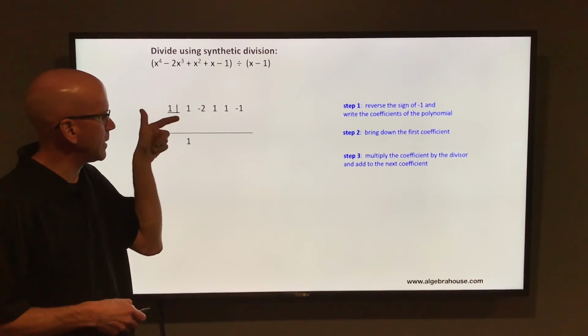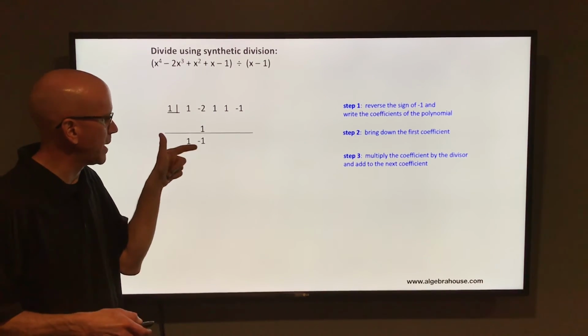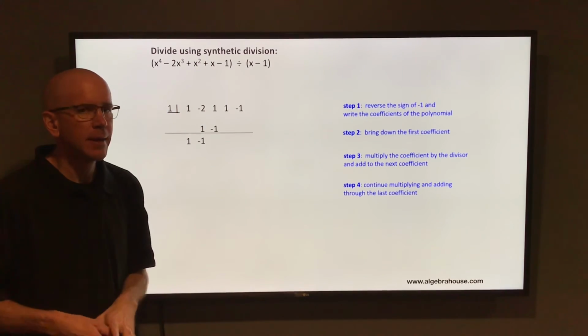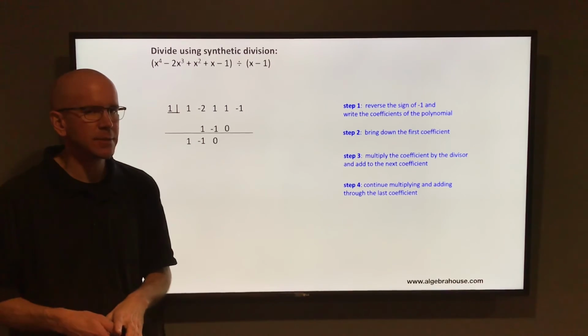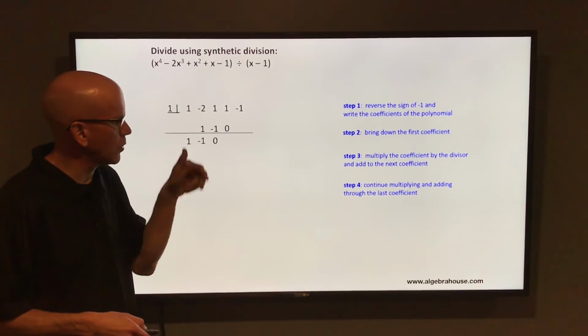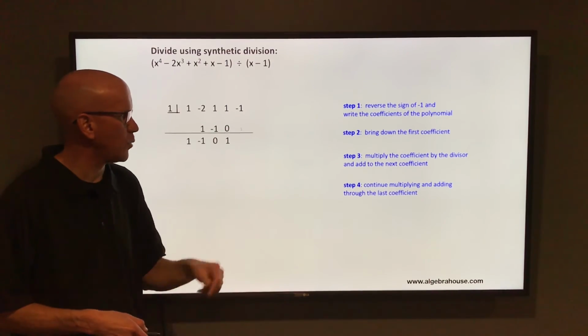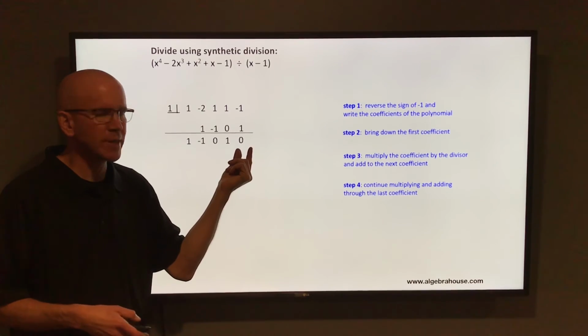And then you're going to add -2 and 1, that will be -1. Back to the box, multiply 1 by -1, that is -1. And then you add 1 and -1, that is going to be 0. Back to the box, multiply 1 by 0, that is 0. And then add 1 and 0, that is 1. And again, back to the box, multiply 1 by 1, that is 1. And then finally add -1 and 1, that is 0. So there is no remainder.